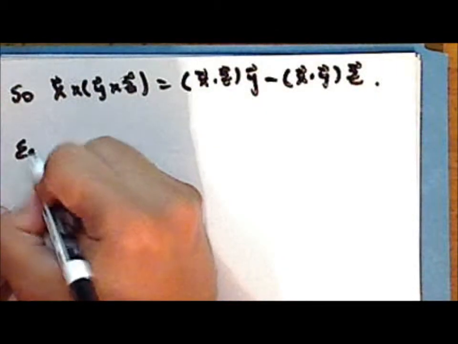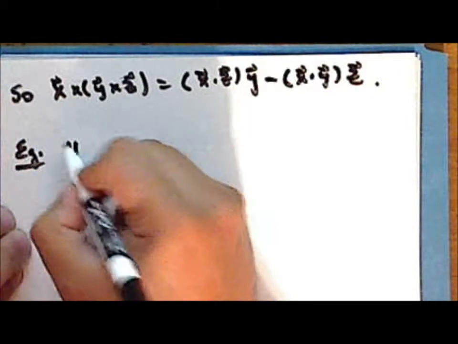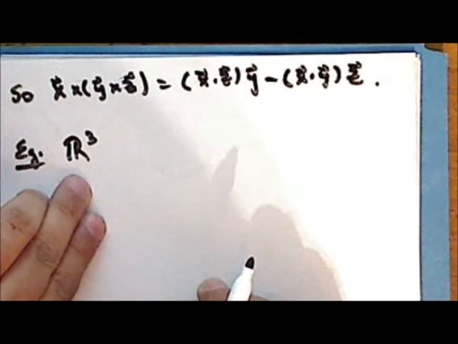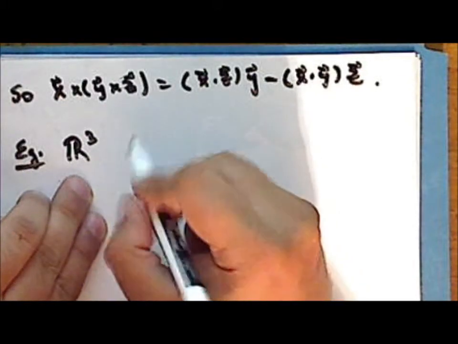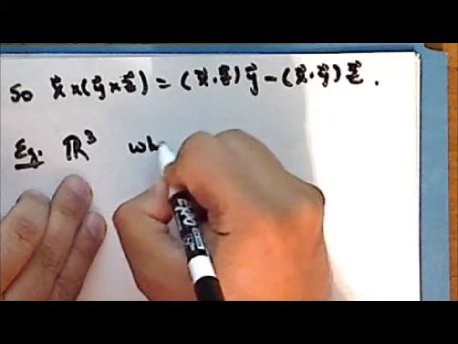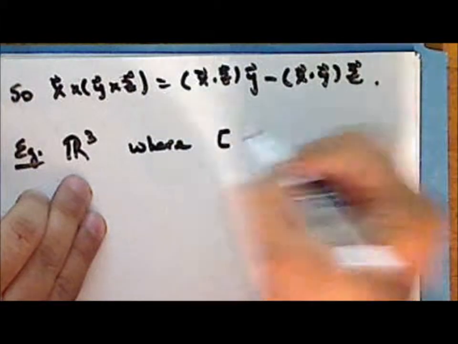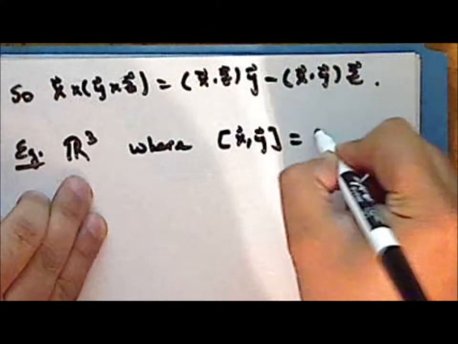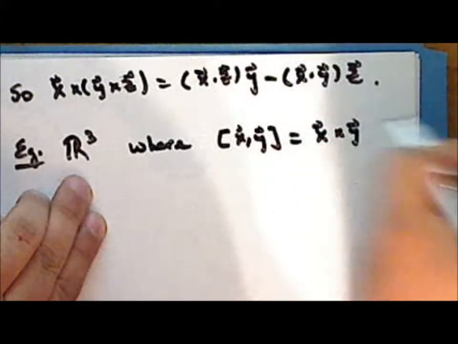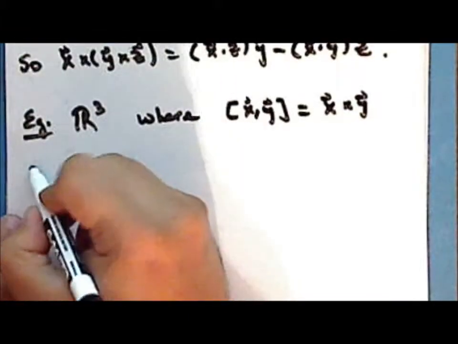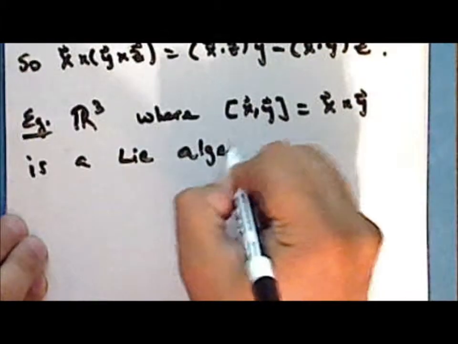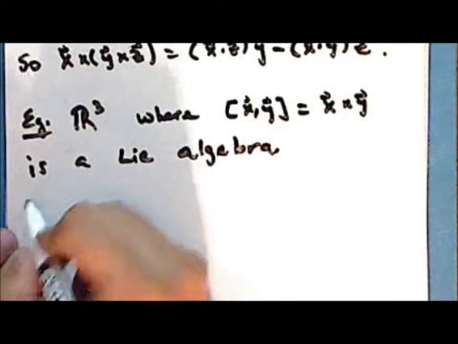Okay, so now we can show that the vector space R3, the coordinate space R3, where the Lie bracket is defined to be the cross product, is a Lie algebra. So proof.